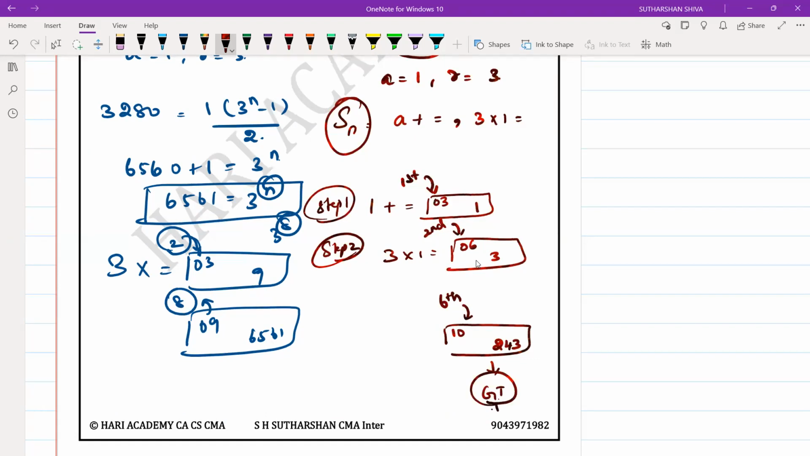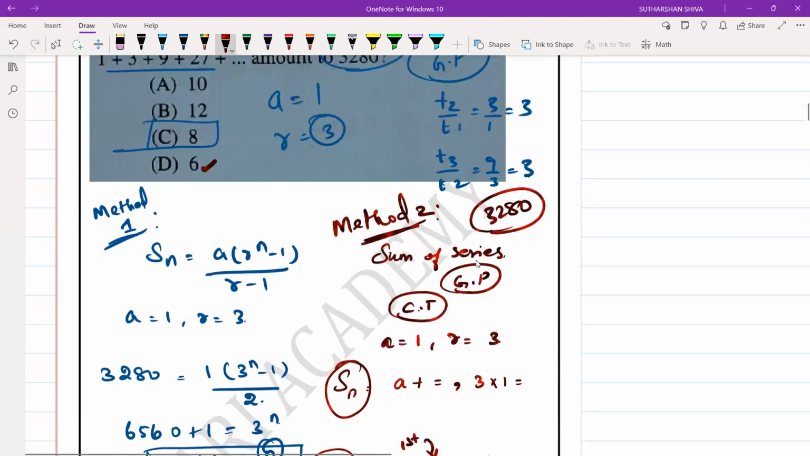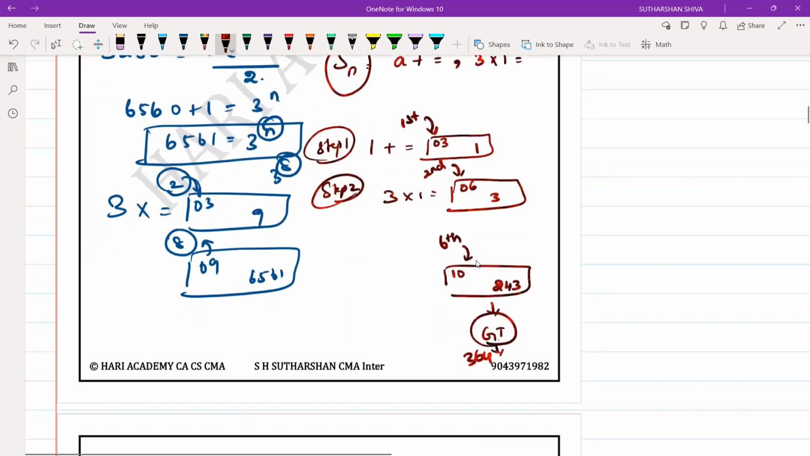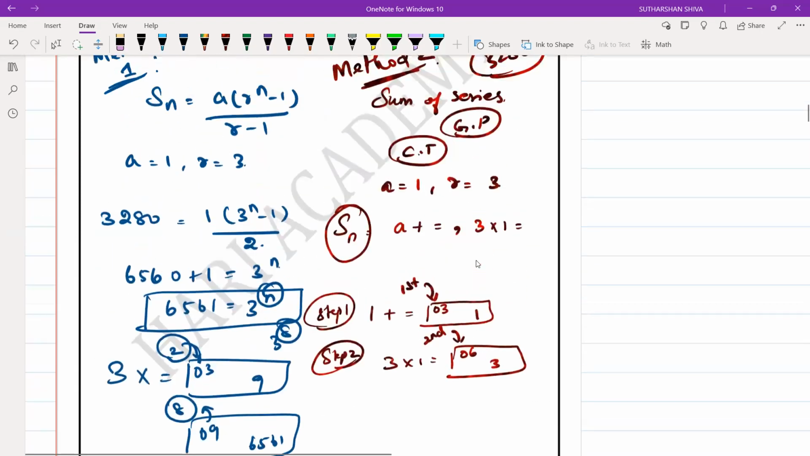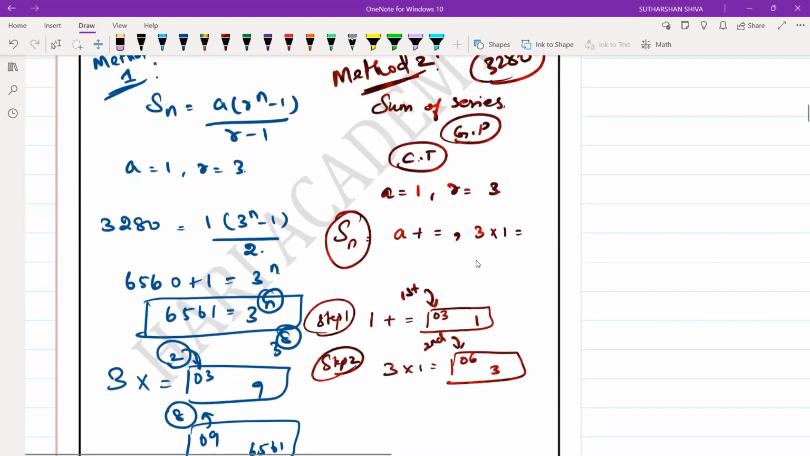What it will show? It will show only 364. But what you need to get is 3280. So what are you going to do? Now, what is the next lowest option you have? The next lowest option you have is C. Okay, the next lowest option is C.